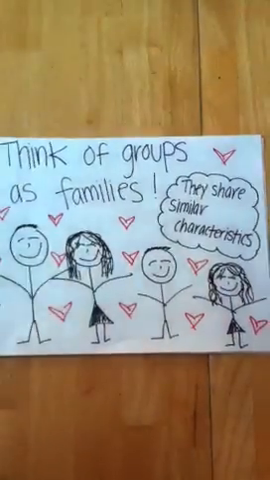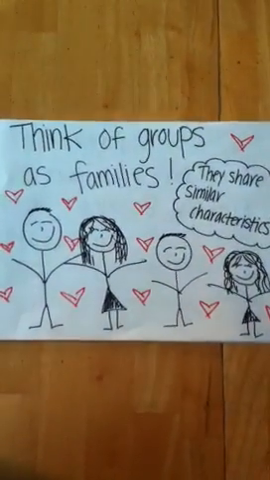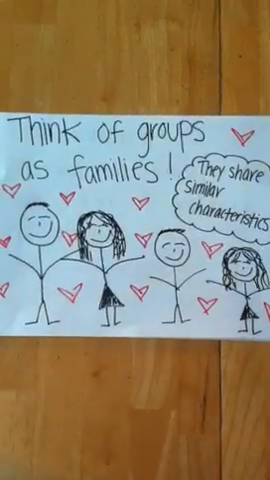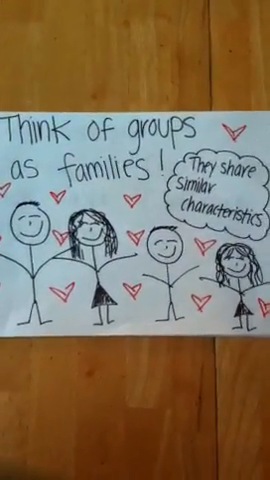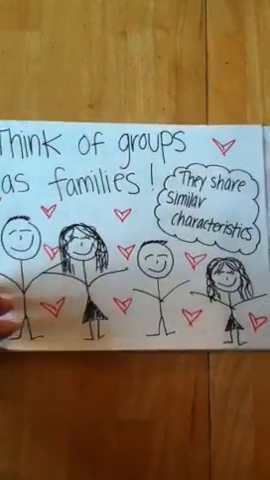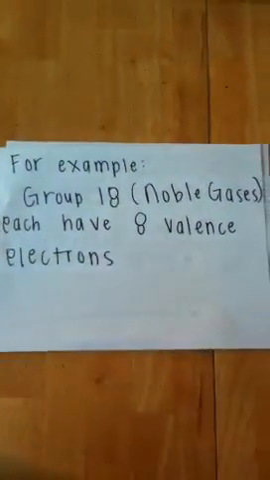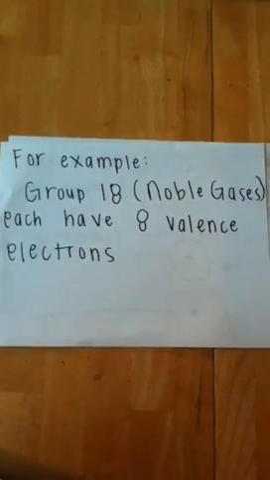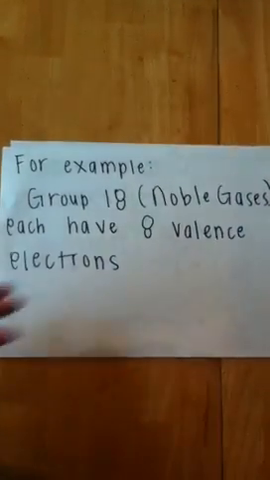Think of groups as families. They share similar characteristics, such as in this family, each person has black hair and the mom and daughter have curly hair. Also, for example, group 18, the family of noble gases, each have 8 valence electrons.